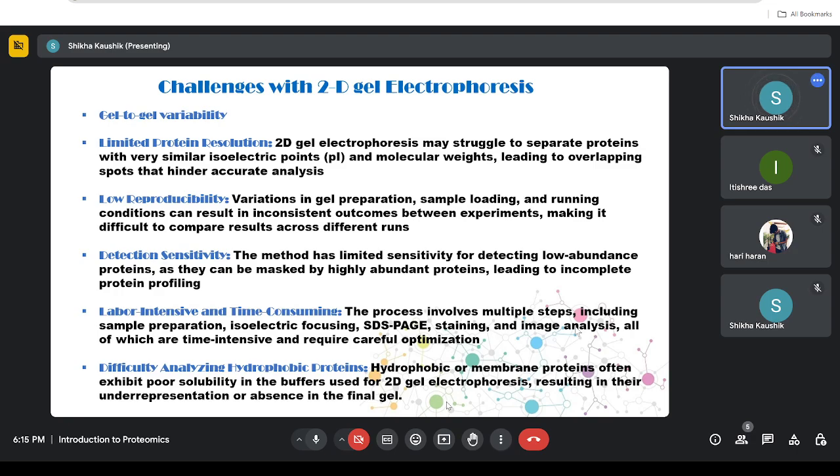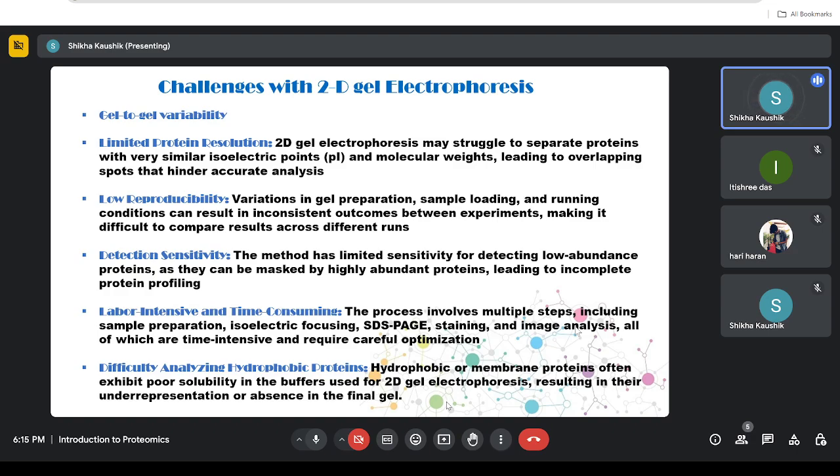Then coming to the labor intensive and time consuming point, that is very much true about two-dimensional gel electrophoresis. It's a very protocol intensive technique. It has a lot of steps. You have to do a lot of things before as well as after, and during the process you have to take many precautions while running your one-dimensional as well as two-dimensional separation.